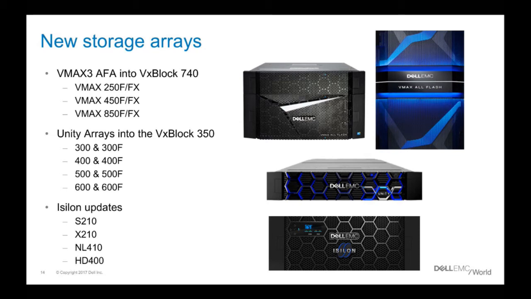Storage arrays. So in the VMAX family, we've introduced some all-flash arrays to our vBlock 740. We already had the 740 out there, and we only had hybrid arrays. So the hybrid arrays we had were the 100K, the 200K, and the 400K. With these introductions earlier in the year, we introduced the VMAX 450F and FX and the 850F and FX. And then a little bit later in the year, we introduced the 250F. Interesting to note on the 250, it's based upon a new engine architecture providing a 12 gig SAS backend, whereas the 450 and the 850 and all the other 100, 200, 400s are based upon 6 gig backend structures.